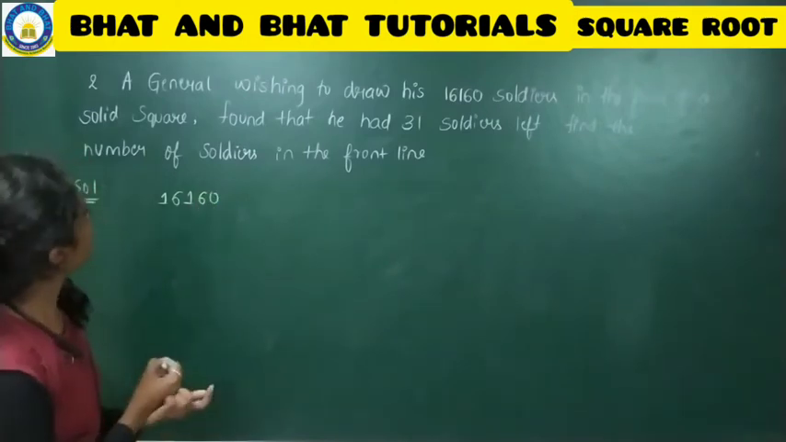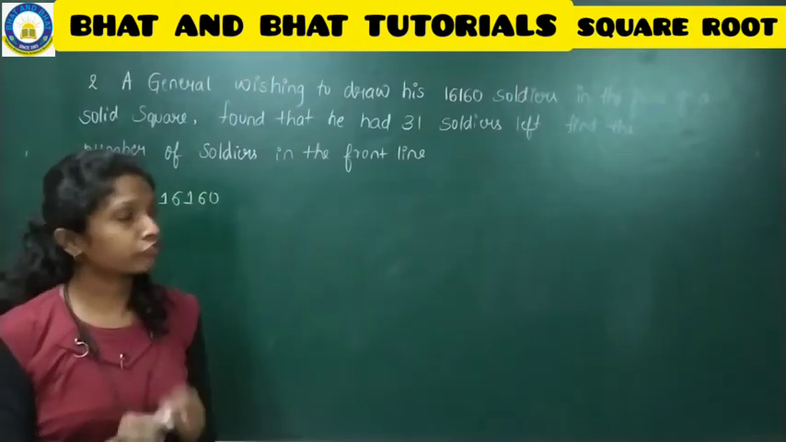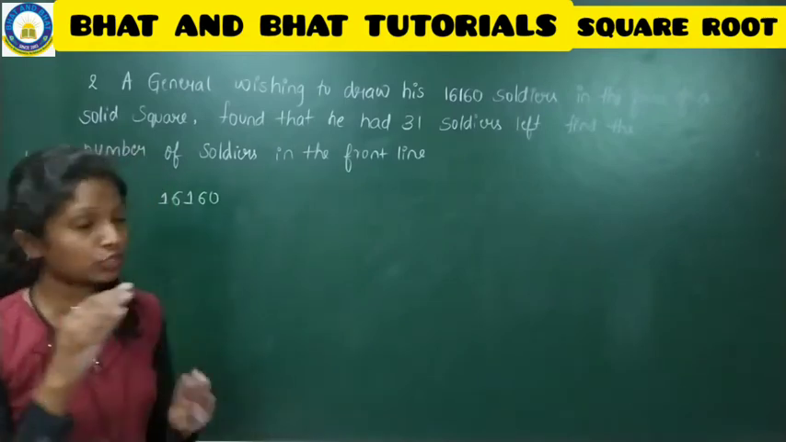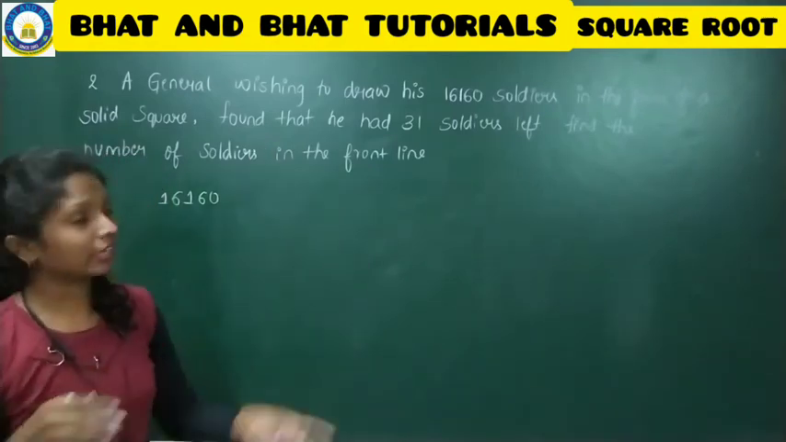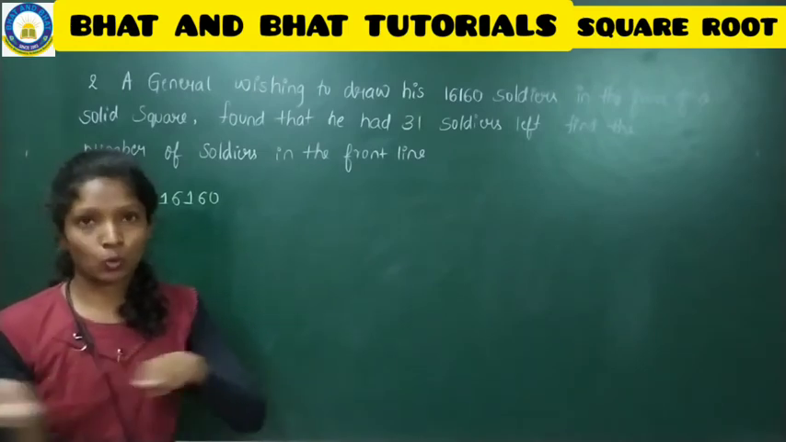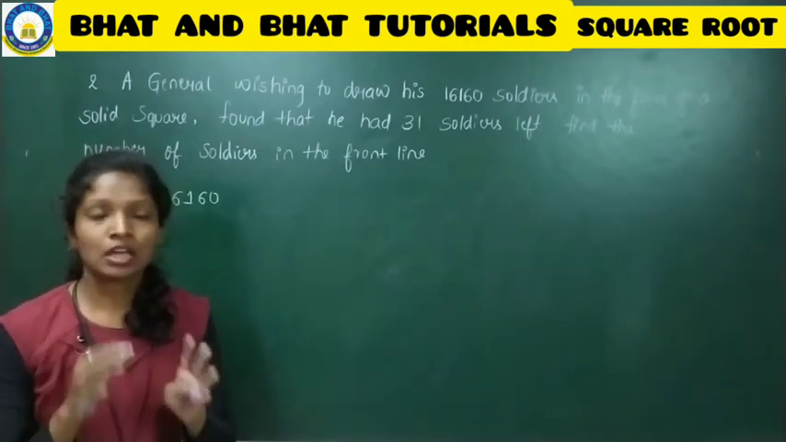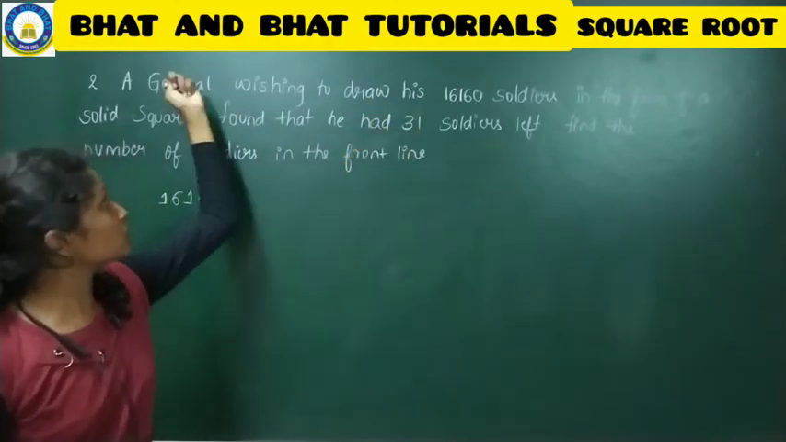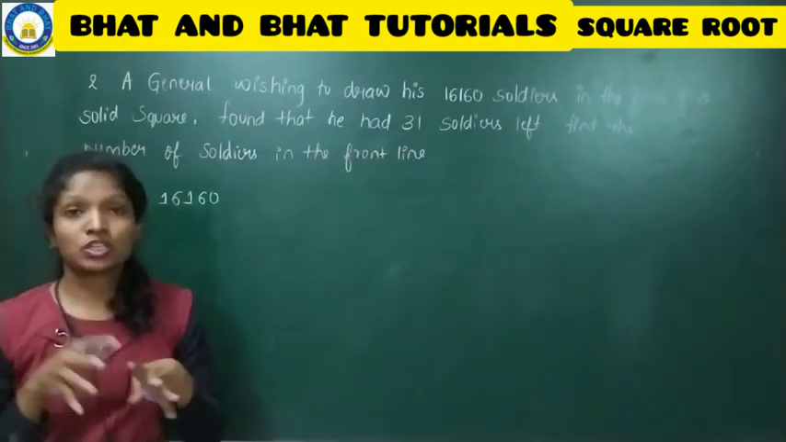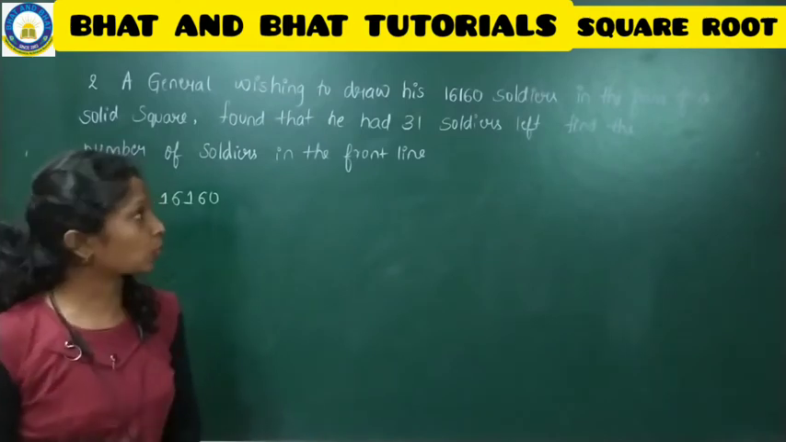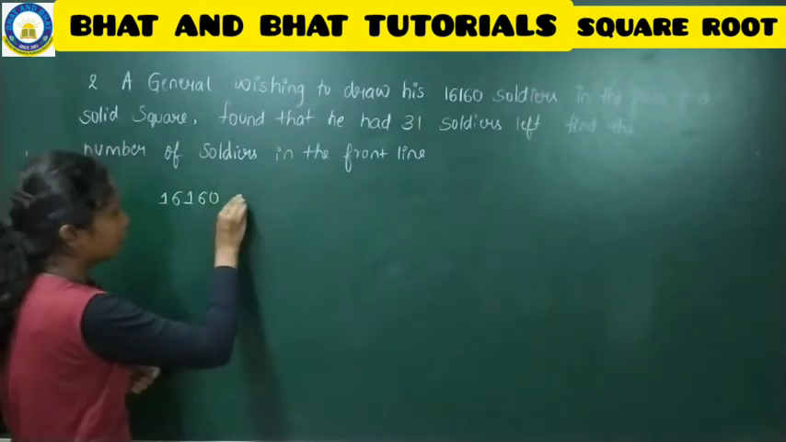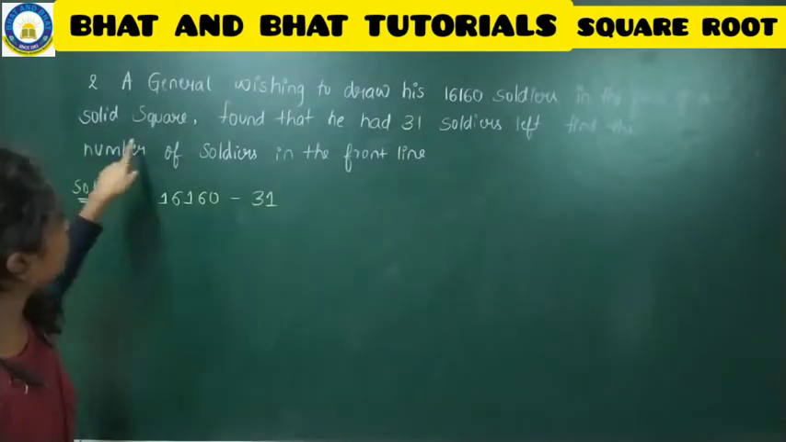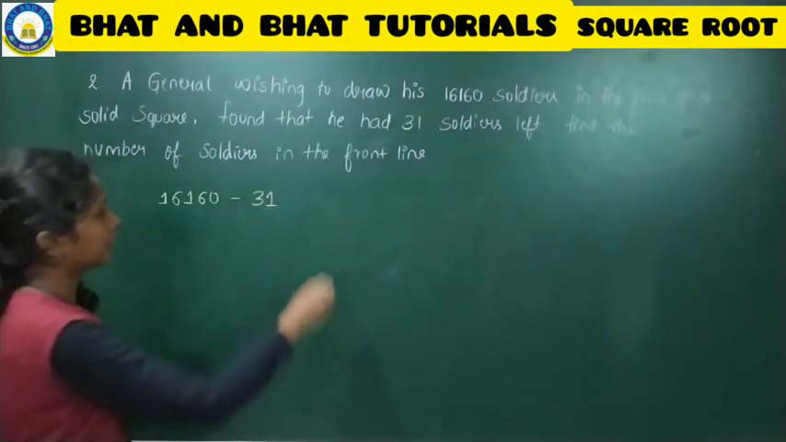16,160 soldiers in the form of a solid square. He needs to form all the soldiers in a square shape. When he is doing that, he found that 31 soldiers had been left out. That means 31 people are not there in these 16,160 soldiers which he has taken to form that square. So left means it is minus. Find the number of soldiers in the front line.